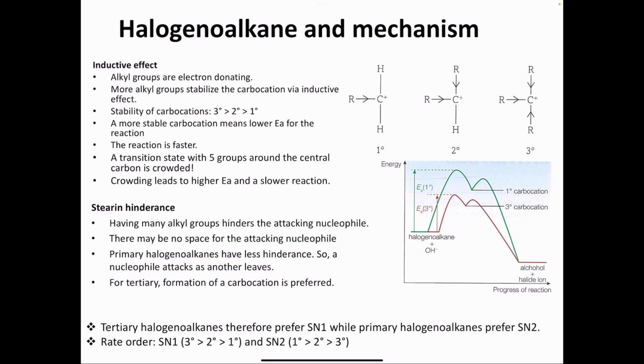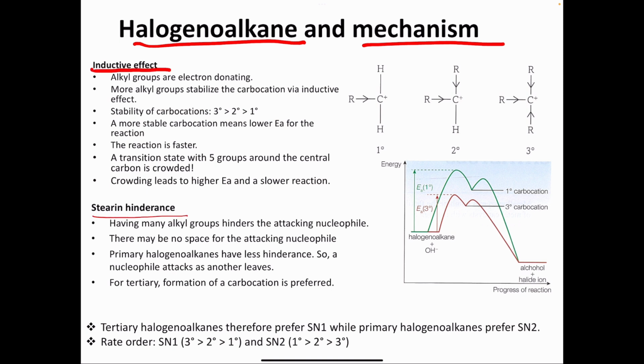The part I'm explaining here is in the Did You Know section, but I think it's important. I'm explaining halogenoalkanes and the mechanisms: why tertiary halogenoalkanes prefer to go through SN1 and why primary halogenoalkanes prefer to go through SN2. We're going to look at 2 factors. One is the inductive effect and the other is steric hindrance.